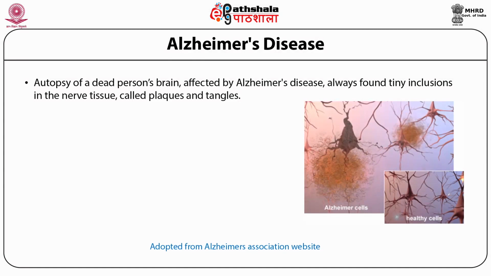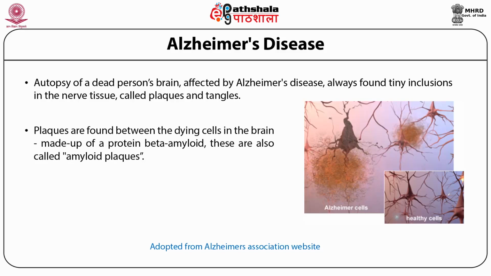Autopsy of the brain of a person affected by Alzheimer's disease always finds tiny inclusions in the nerve tissue called plaques and tangles. These are two different kinds of materials. The plaques are found between the dying cells in the brain, and are made up of beta amyloid protein. These are also called amyloid plaques.